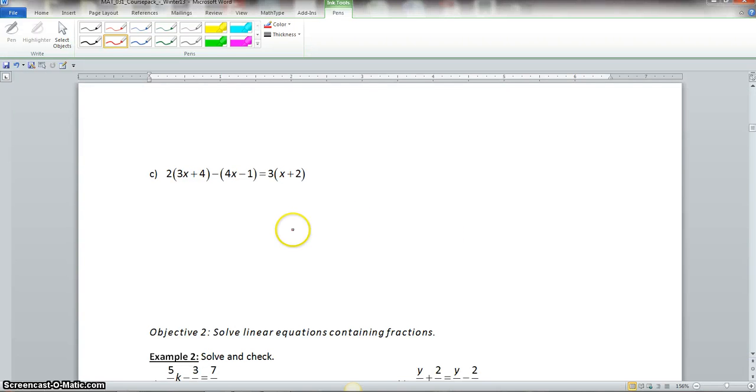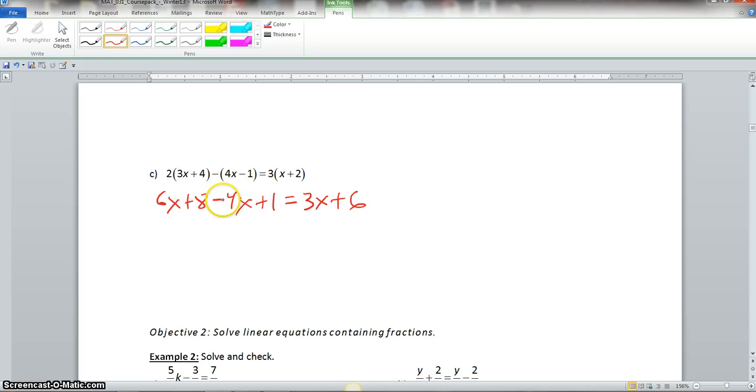Now C is basically the same type of problem, but this time, well, I'm going to go through it. Okay, so we need to distribute. 2 times 3x is 6x. 2 times 4 is 8. Now, since this minus sign is in front of this parenthesis, it changes the sign of everything on the inside. So this positive 4x becomes a minus 4x. This minus 1 becomes a plus 1. And it equals 2. 3 times x is 3x, and 3 times 2 is 6.